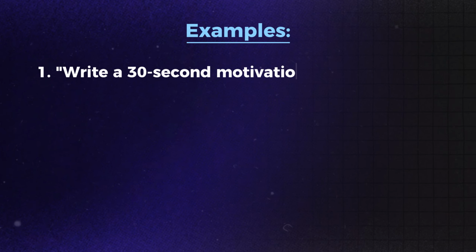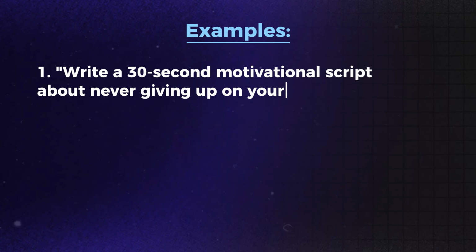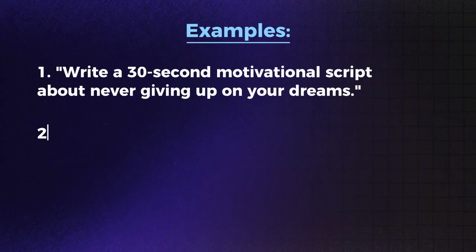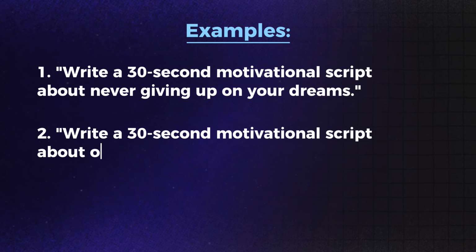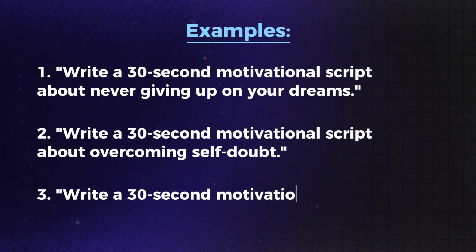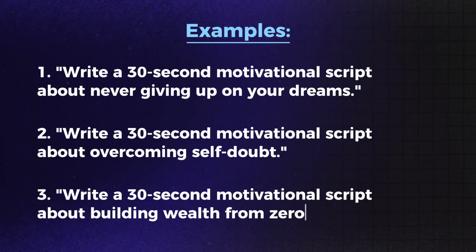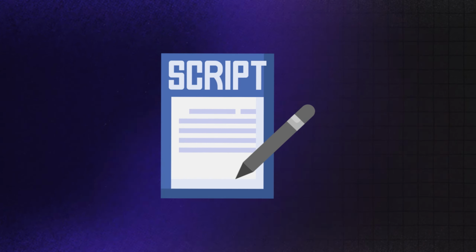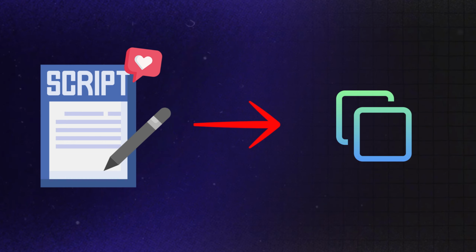Examples of your topic can be: write a 30-second motivational script about never giving up on your dreams. Another one is write a 30-second motivational script about overcoming self-doubt. Another one is write a 30-second motivational script about building wealth from zero. ChatGPT will generate a complete script. Read it out loud. If it sounds good, use it. If not, ask ChatGPT to rewrite it with a different tone or angle. Once you have a script that you like, copy it and move to the next step.